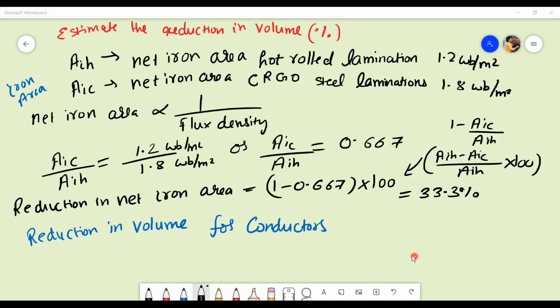Okay, right. So we did the reduction in volume, and from this ratio of AIC by AIH, we found the reduction in net iron area was 33.3%. Okay, so I hope you have taken the notes. Now the second part we have to do is to find the reduction in volume for conductors.